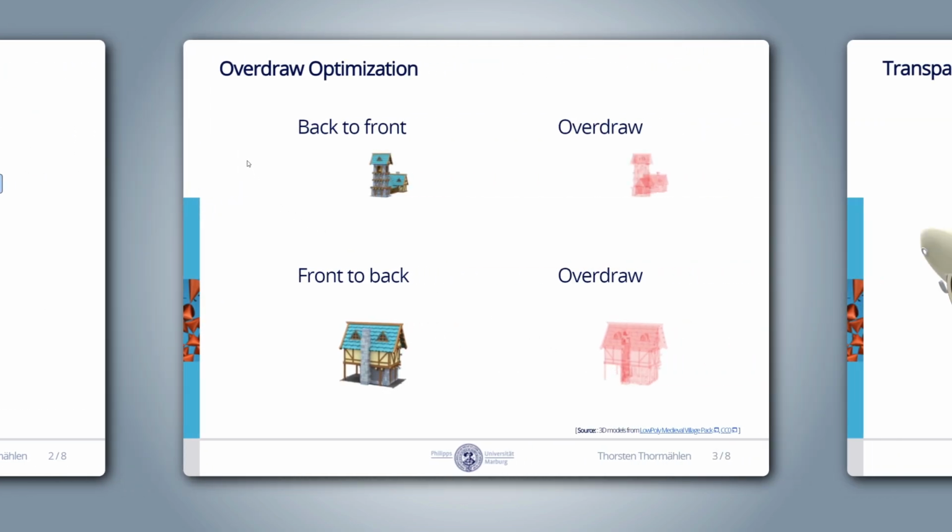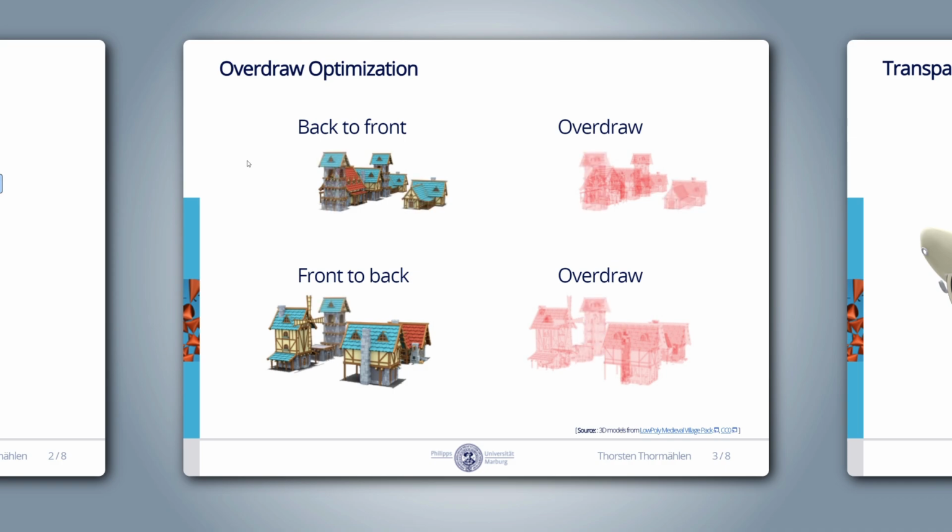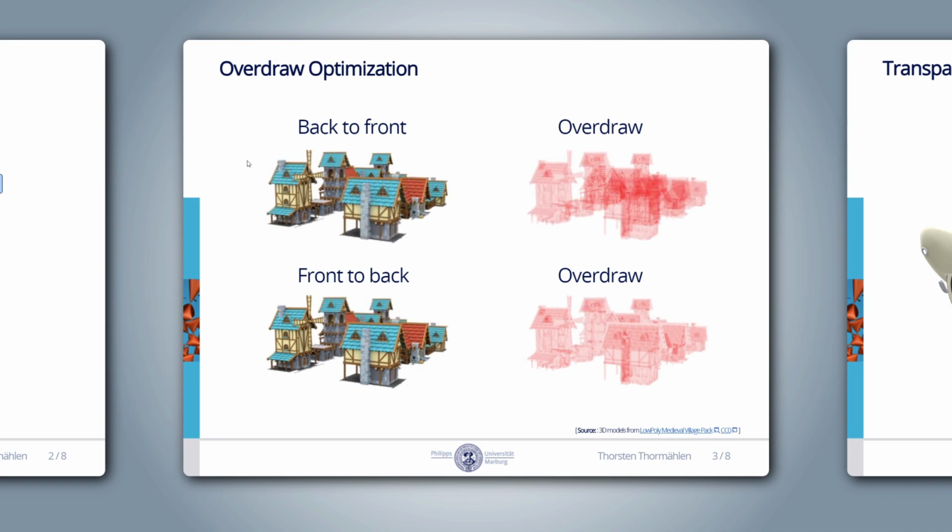Here's an example. Let's say we have this medieval village that consists of several buildings. Each building is a mesh that we can feed into the pipeline. The CPU host application can sort the meshes according to their distance from the camera. In the example at the top, we render from back to front, and here at the bottom from front to back. On the right, you can see the resulting overdraw. We can see that the overdraw is significantly less when we render opaque surfaces from front to back.